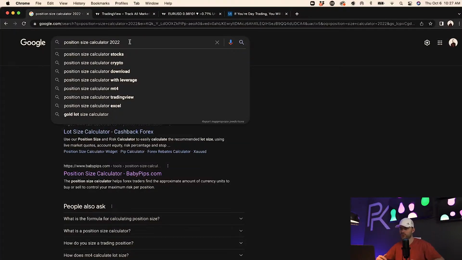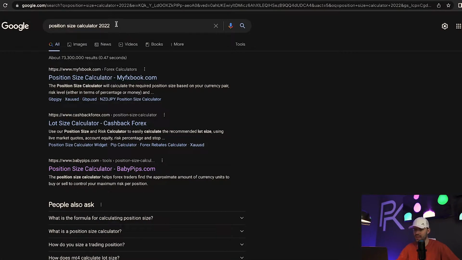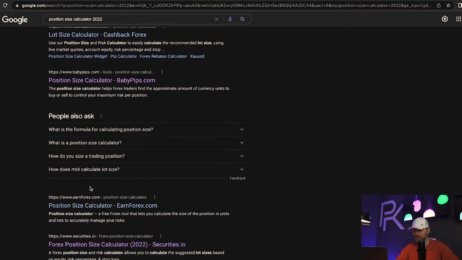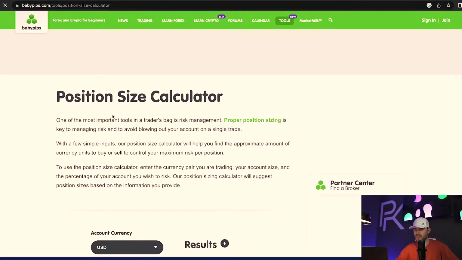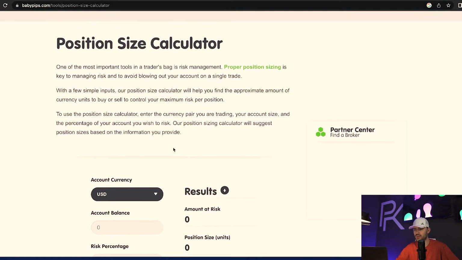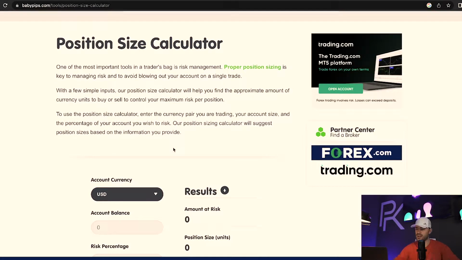money. Now, when you first go on Google, you're going to search Position Size Calculator 2022, or whatever year you're in. What you're going to want to look for is the link that says babypips.com. In the link in the description, I'm going to put Babypips for you guys so you can check that out. Once you've done that, go to this website, and this website is going to help you calculate your position size in Forex.